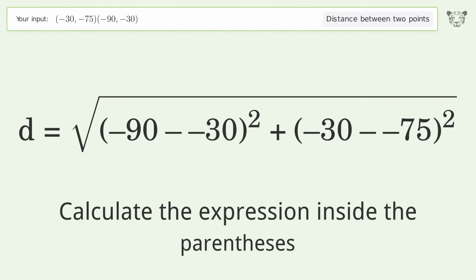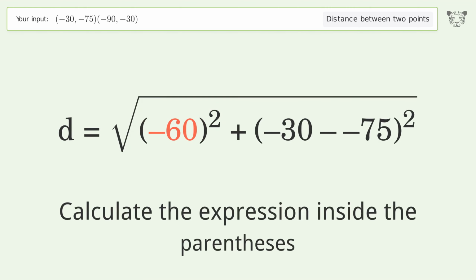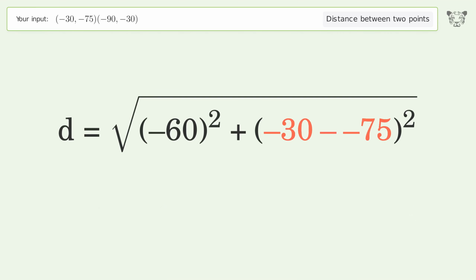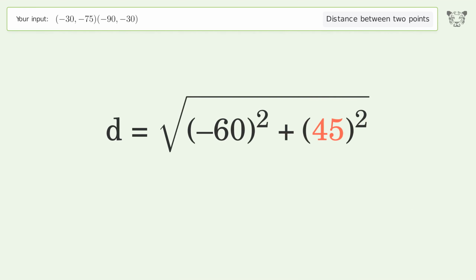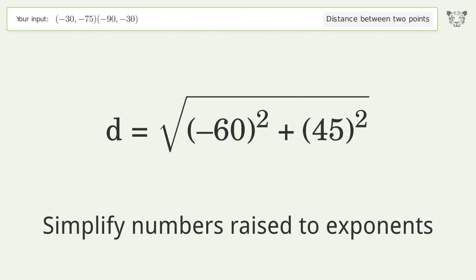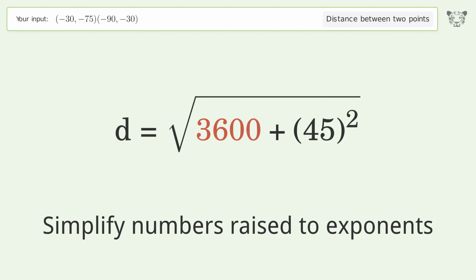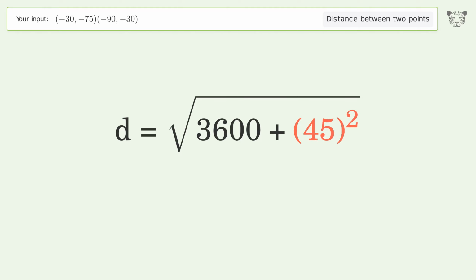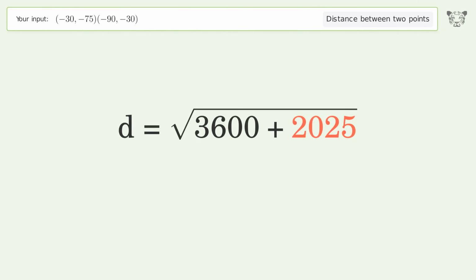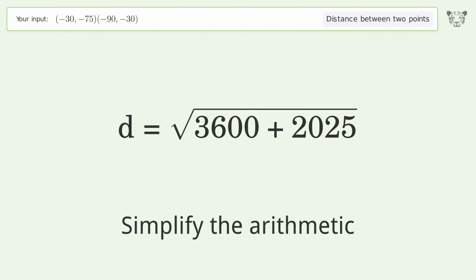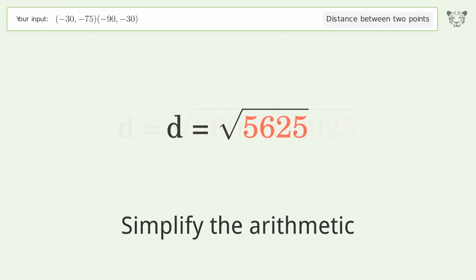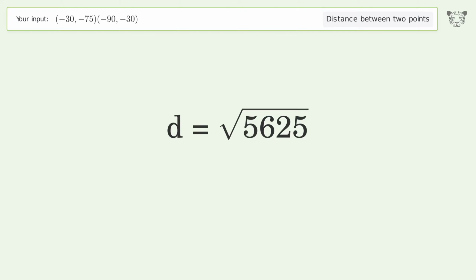Calculate the expression inside the parentheses. Simplify numbers raised to exponents. Simplify the arithmetic. And so the distance between the 2 points is the square root of 5,625 or 75.